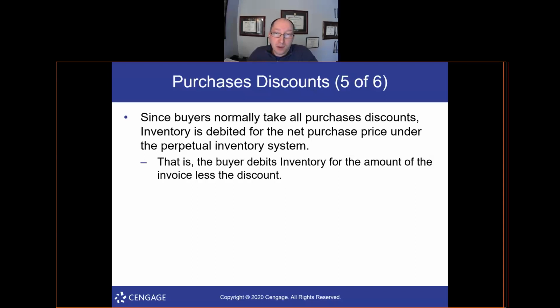Inventory is debited at the net purchase price under the perpetual inventory system. So what does that mean? Instead of recording a total inventory price of $3,000, I would record an inventory price of $2,940 because of that discount.